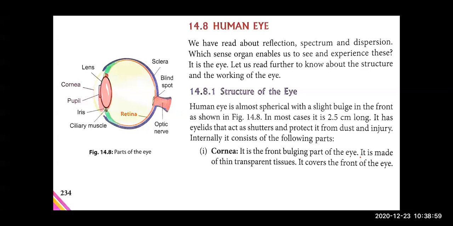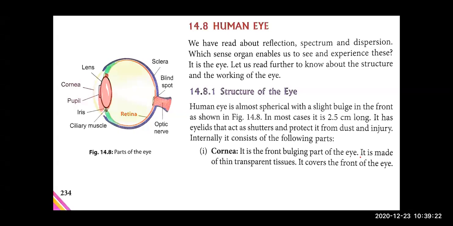This is your lens. As in the camera, we have a lens. So similarly, in our eye, we have a lens. Right, children? And the lens in your eye is a convex lens. You will study this in your class 10th, right? So this is your lens.